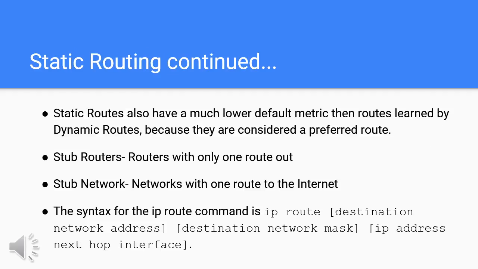Considered a preferred route, static routing involves a much lower default metric than routes learned by dynamic routing. Some networks may have only one route out and therefore can be configured with a single static route. This is known as a stub router. Networks with one route out to the internet are known as stub networks.